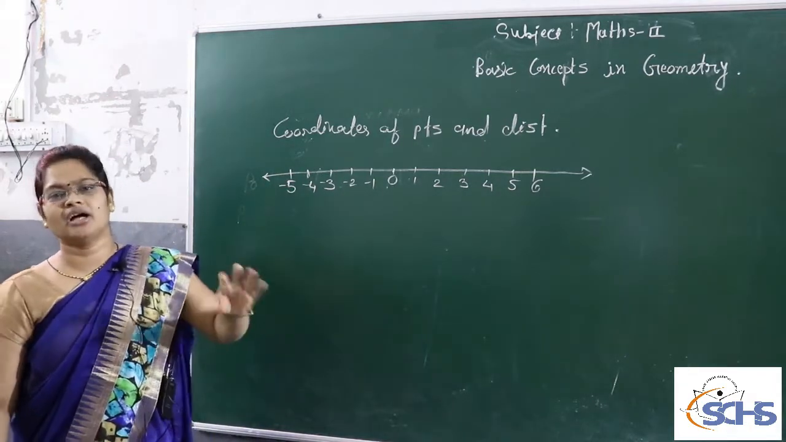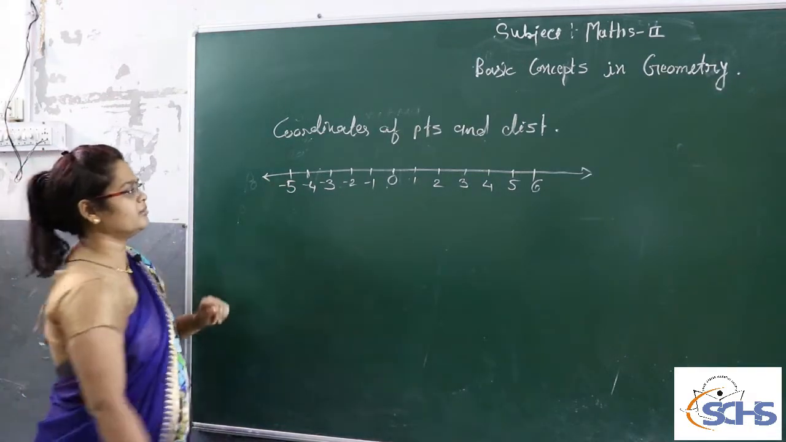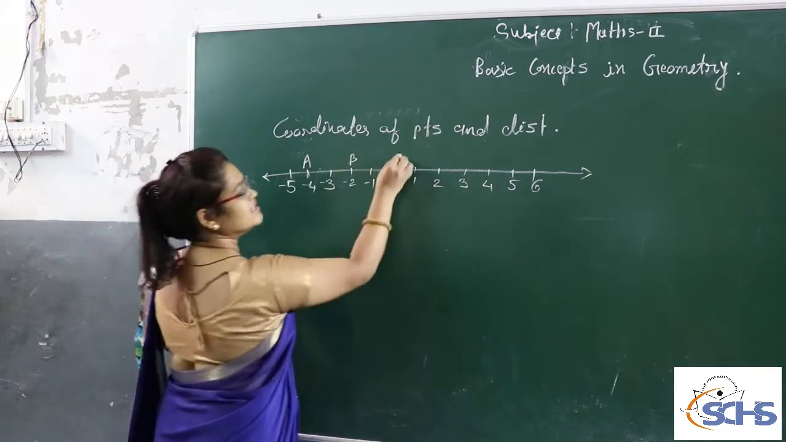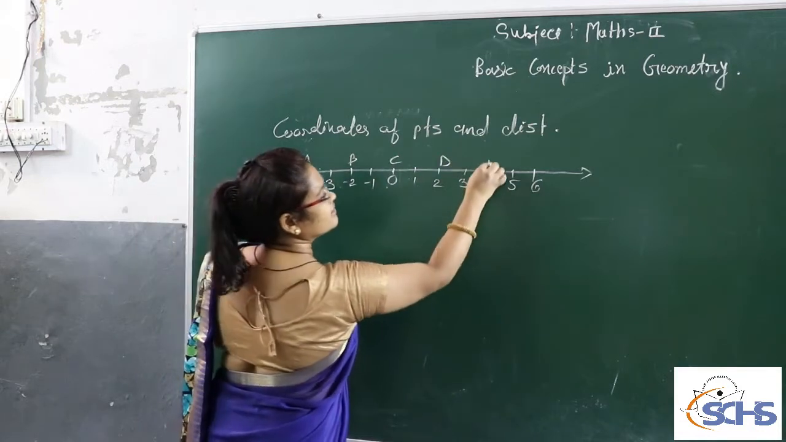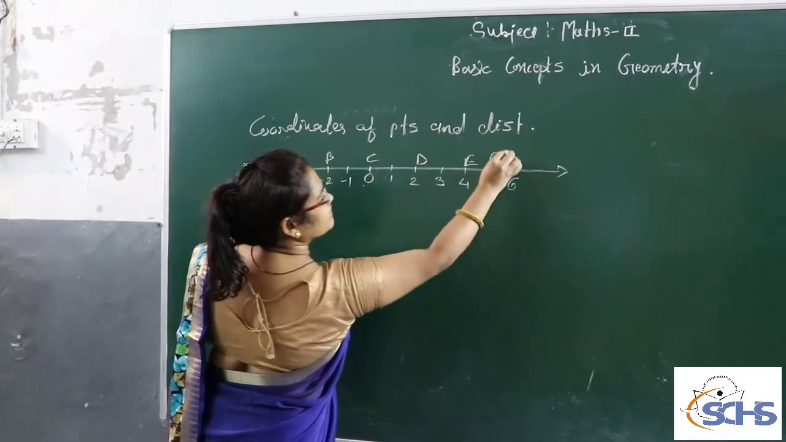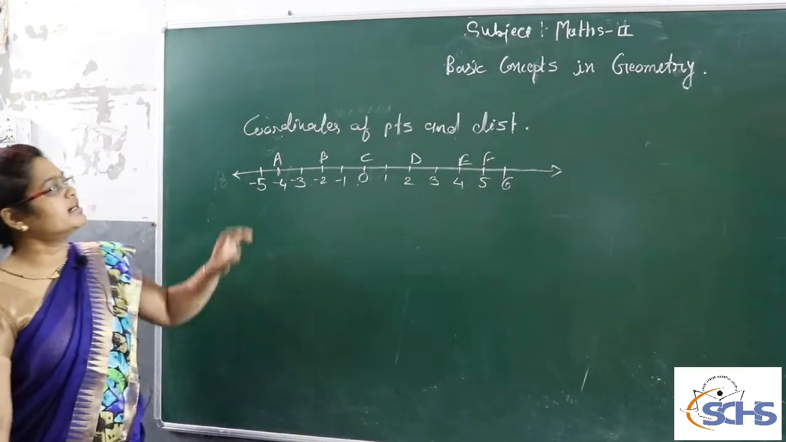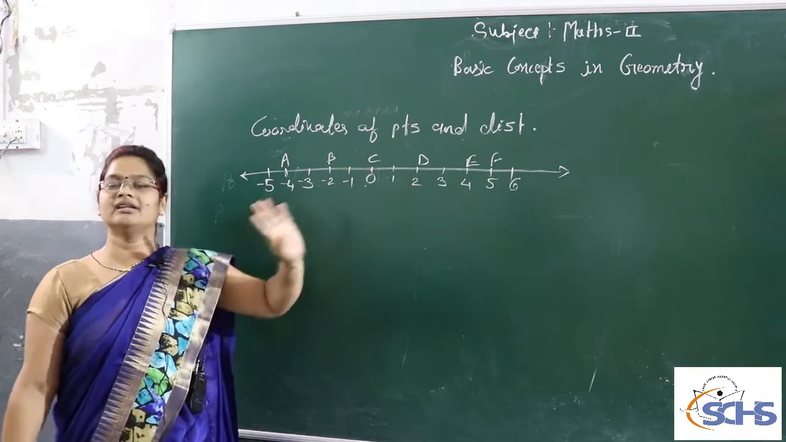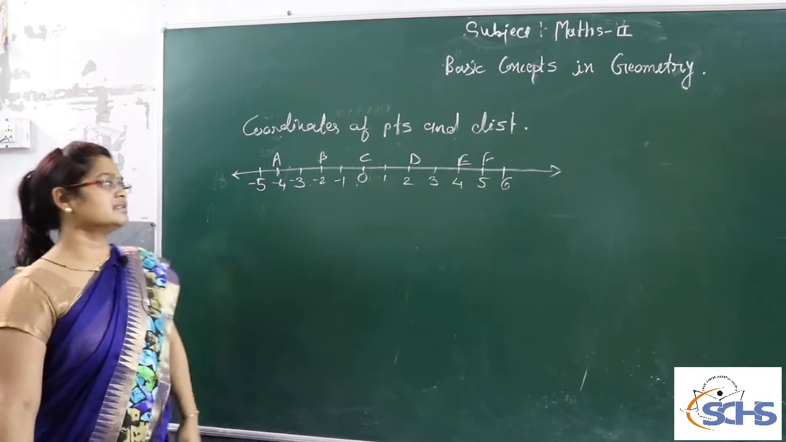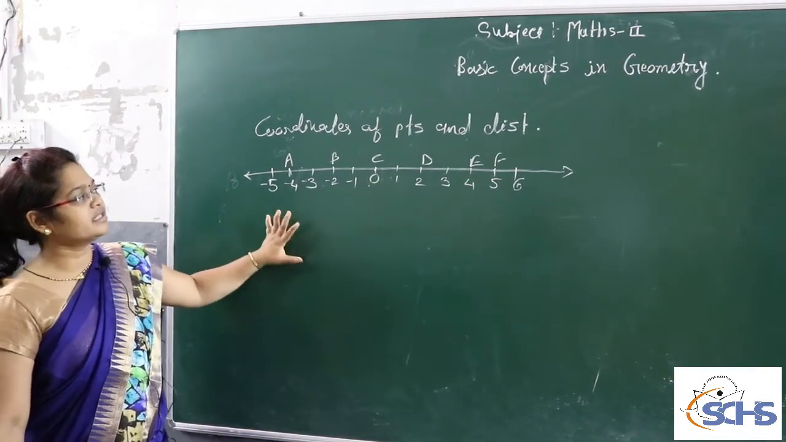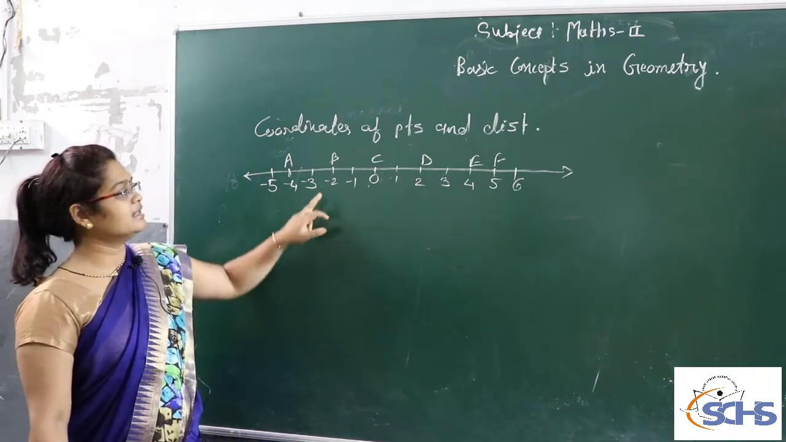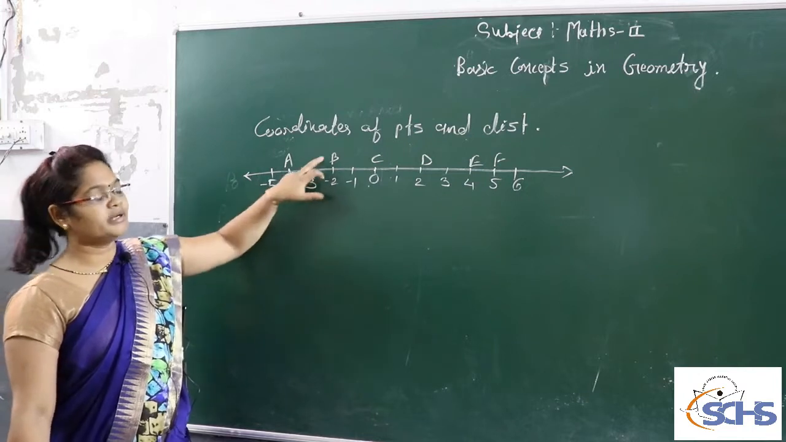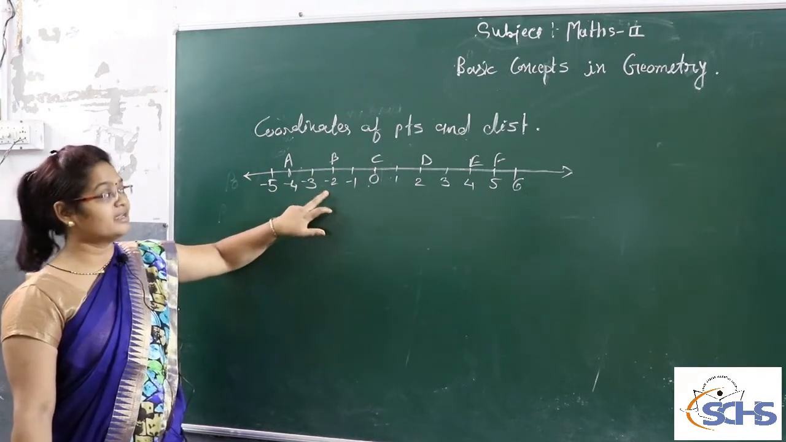We will give some alphabets on the numbers. Let me give here A, B, C, D, E, and here it is F. First we will find out what the coordinates of a point are, and then we will discuss the distances. First, what are the coordinates? If you see this number line, B denotes -2 on this number line.